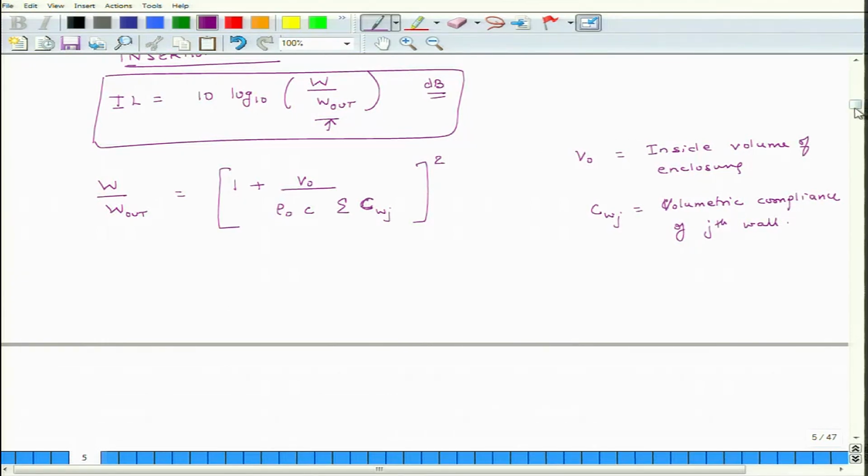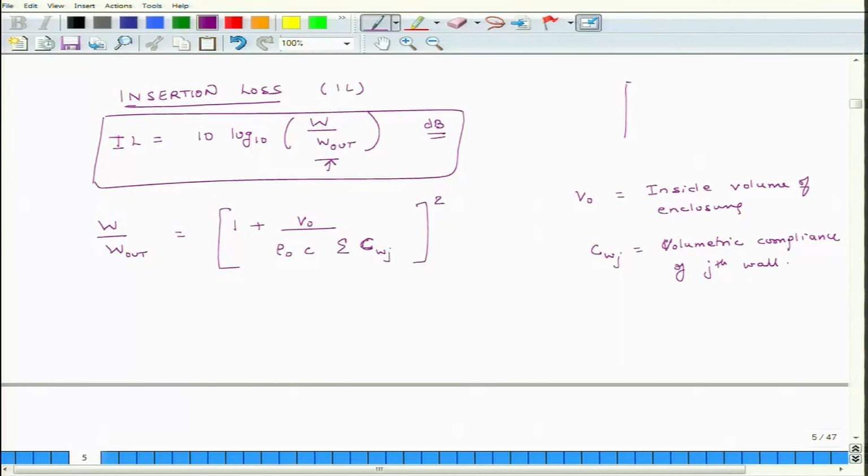What does this mean? Suppose you have an enclosure. The first thing you have to identify is how many different walls the enclosure has. It can be one cylindrical wall or it can be 6 separate walls like this. It depends on the shape of the enclosure. In this case it is a box, so it has 6 walls. So, here I will add 1 to n, where n is the number of walls. In this case n will be 6.